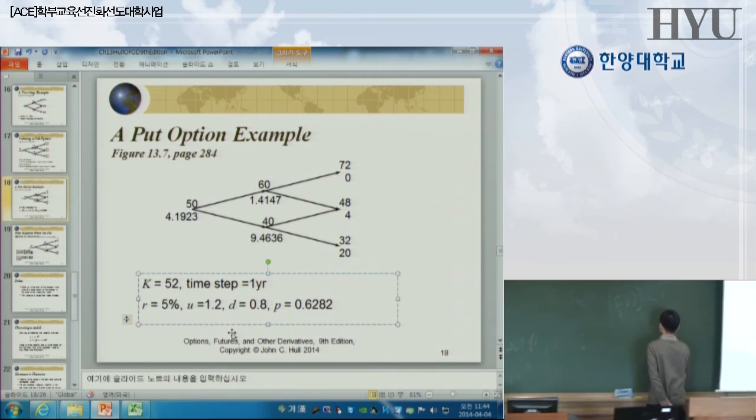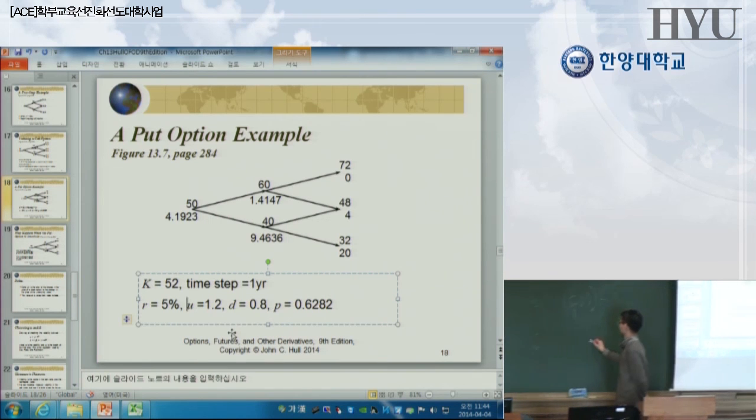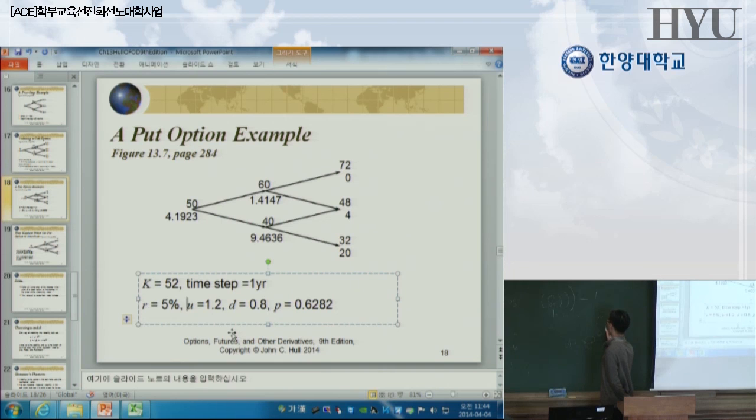I'll teach you later, but U should basically be e to the sigma. I'll teach you later. This sigma is the standard deviation of the stock return for the previous period. I'll let you know why it is true, why we can use this. It is again the risk neutral world situation. In the risk neutral world, U and D should look like this or a version of this. This is another intuition for the risk neutral world.